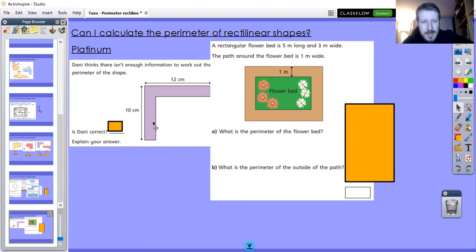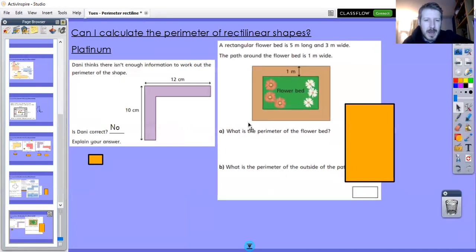All right, so is Danny correct? No, Danny is not correct. So hopefully we were able to explain why and the fact that you did have enough information to be able to work it out. Thinking about what these lengths are here, and then what these ones could be as well.